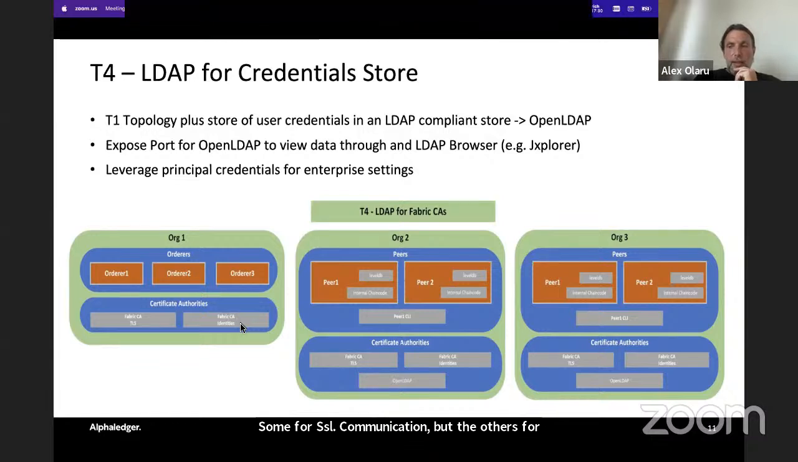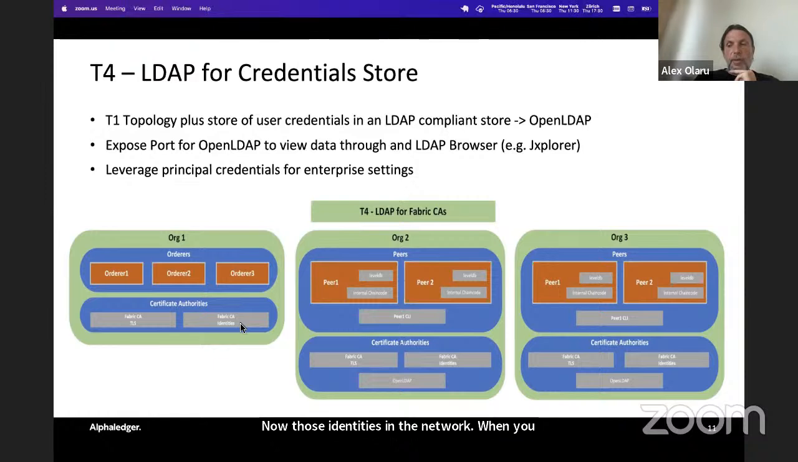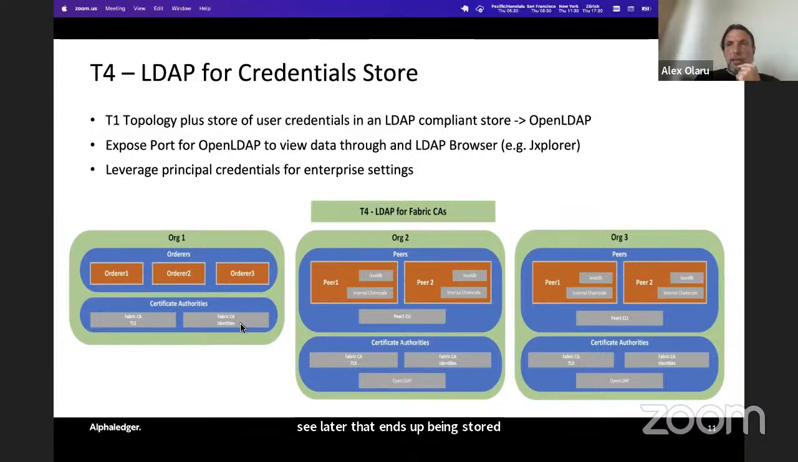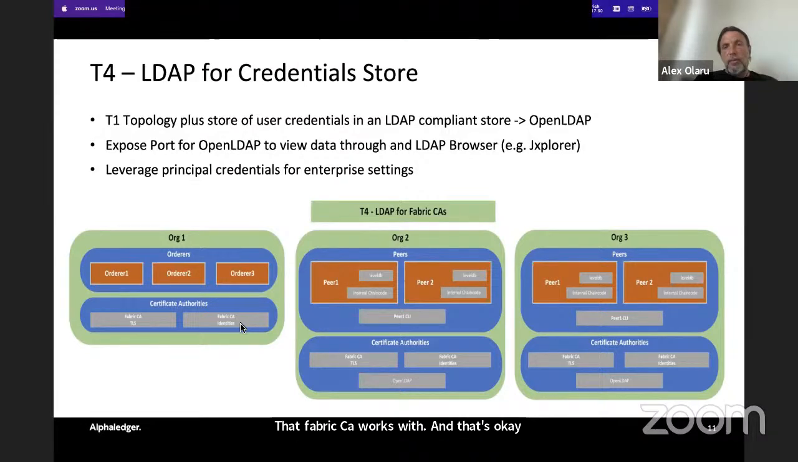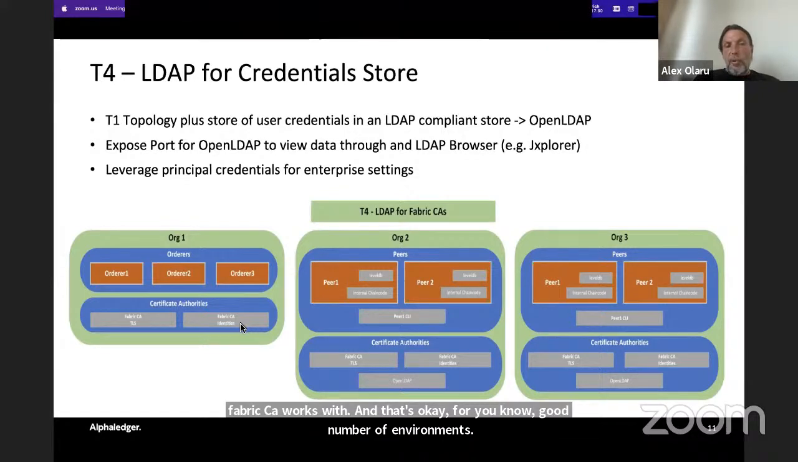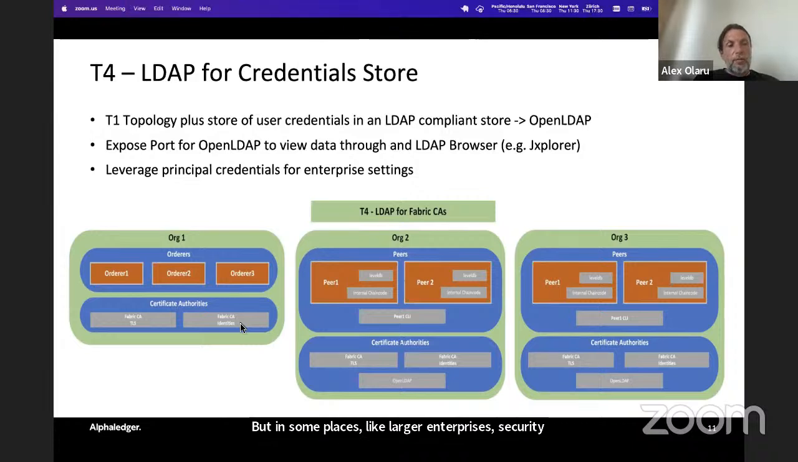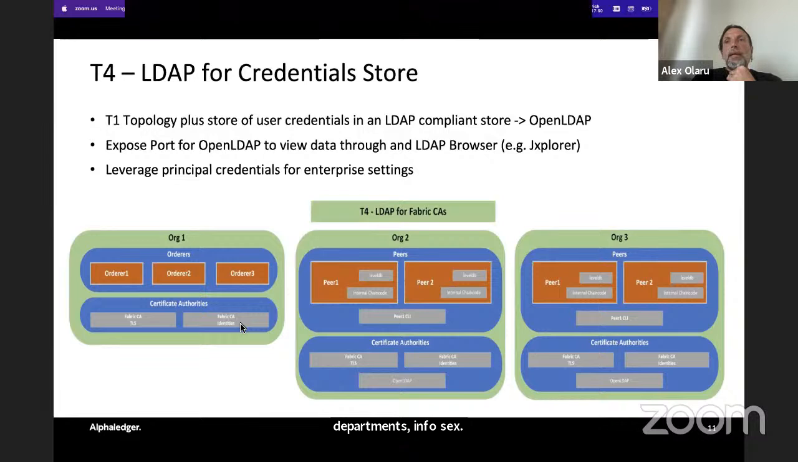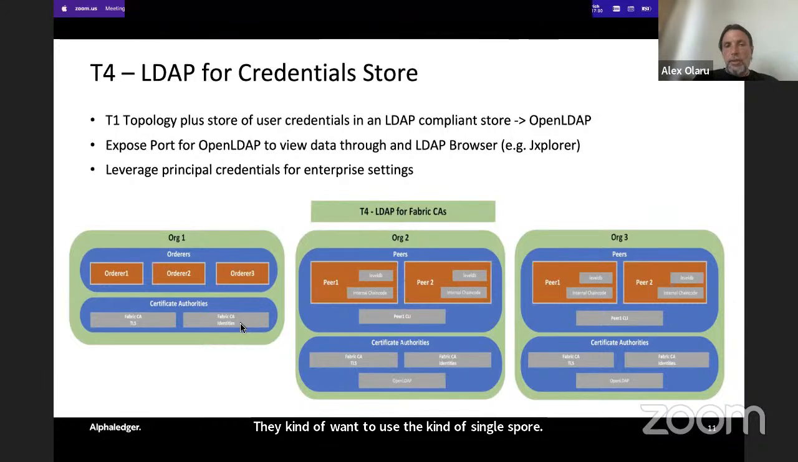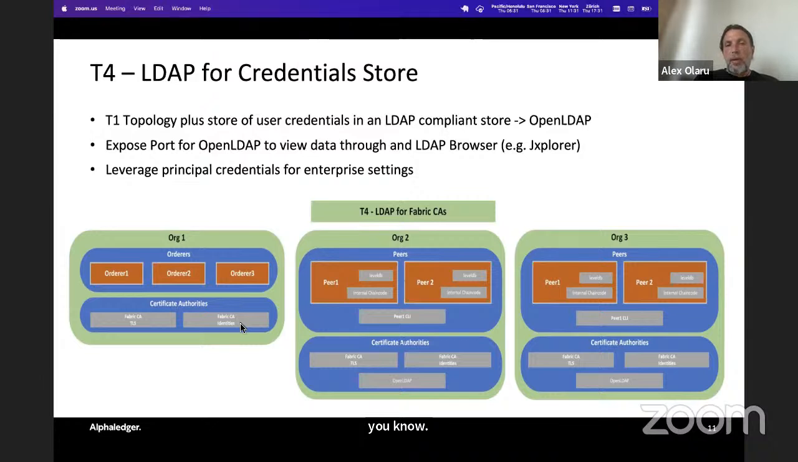Now, those identities in the network, when you register them in Fabric CA, you provide a user ID and a password. We'll see later that ends up being stored in a database that Fabric CA works with. That's okay for a good number of environments, but in some places, like larger enterprises, security departments and InfoSecs want to use a single enterprise store for users, principals, service accounts and things of that nature. That typically tends to be an LDAP compliant store.